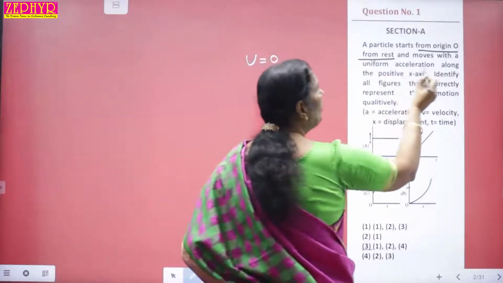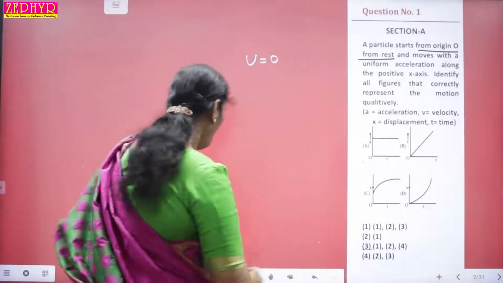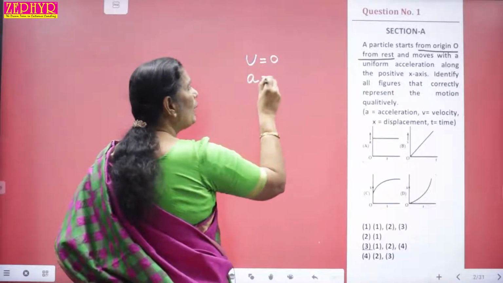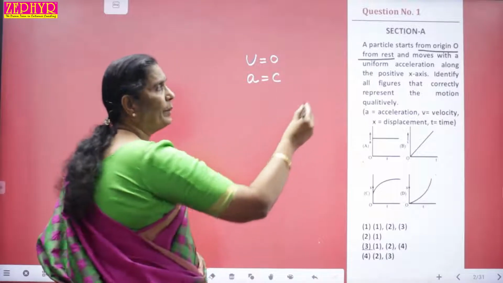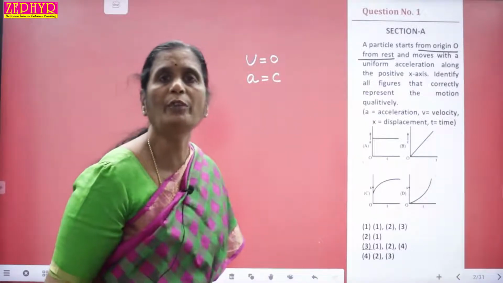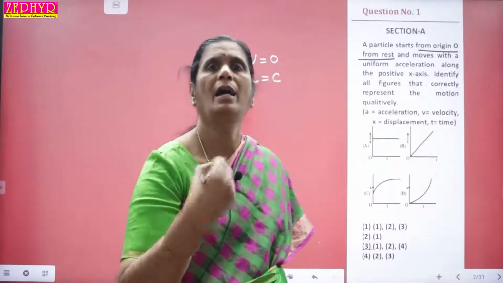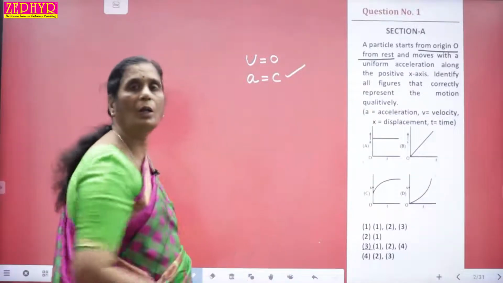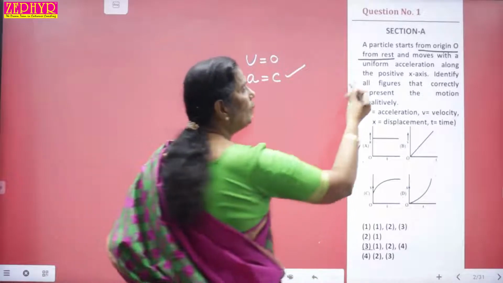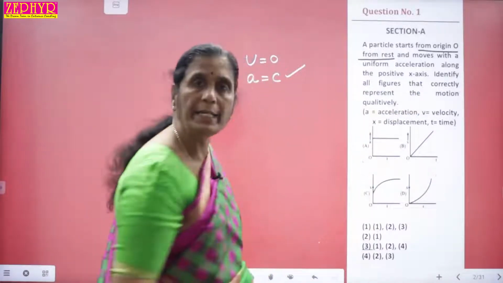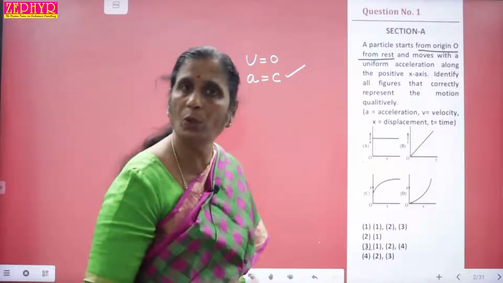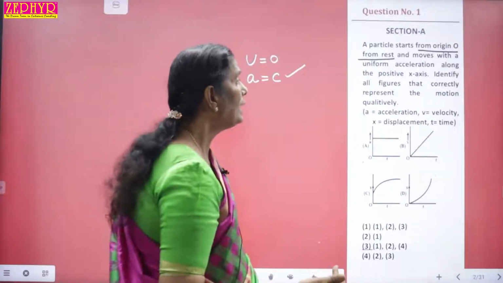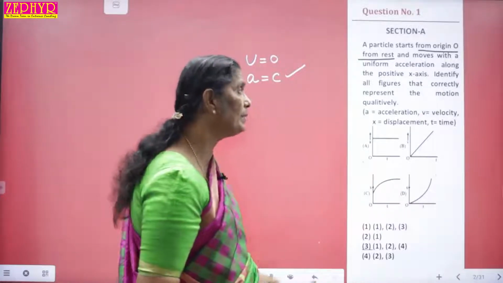Moves with a uniform acceleration. So acceleration of the body is constant because they said uniform. Uniform means no variation. Acceleration is constant. So that is a very important point. Okay, so along the positive x-axis, identify all figures. Sometimes it may be 2 or 3 figures, more than 1 figure. Identify all the figures that correctly represent the motion.